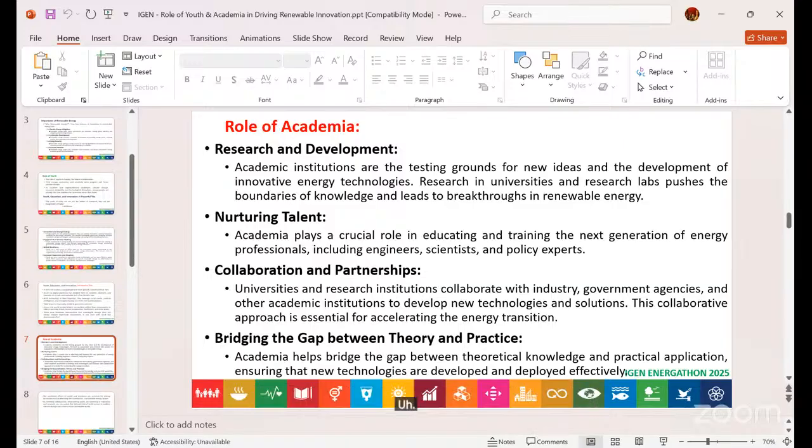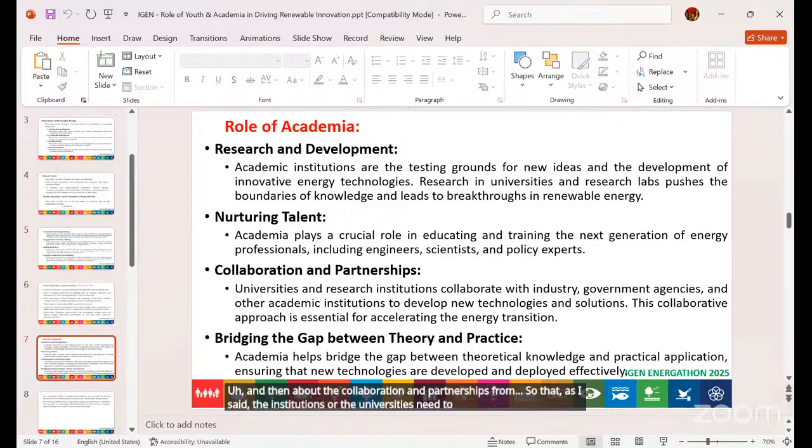And then collaboration and partnerships. As I said, the institutions or universities need to collaborate with industry, government agencies, and other academic institutions to develop new technologies and solutions. This collaborative approach is essential for accelerating the energy transition.